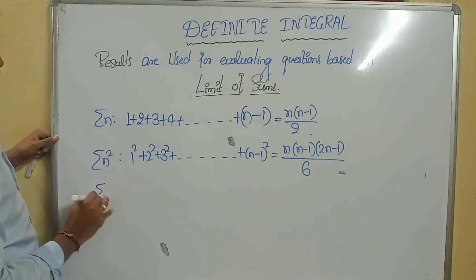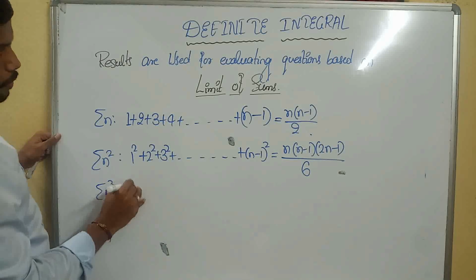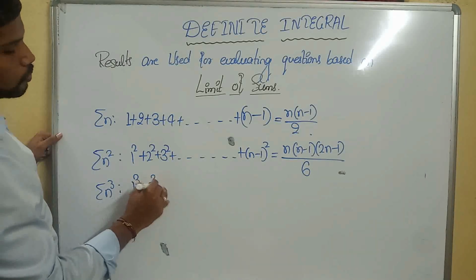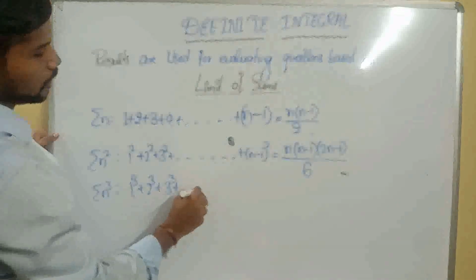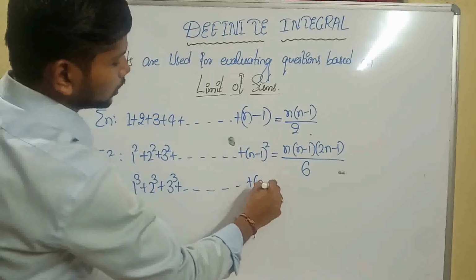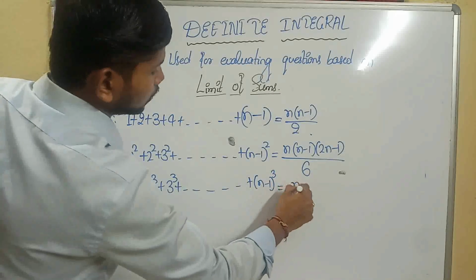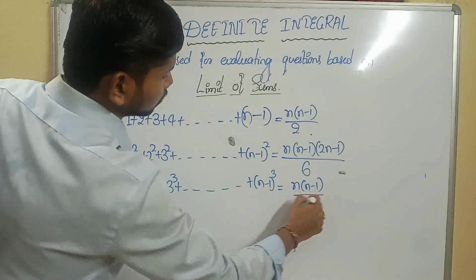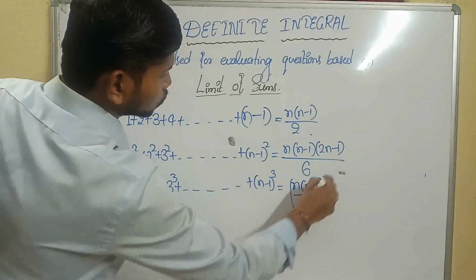Okay. What is the sum of n cube? The sum of n cube will be 1 cube, 2 cube, 3 cube, so on up to the last term, which is (n minus 1) whole cube. It will be [n(n−1)/2] whole square.